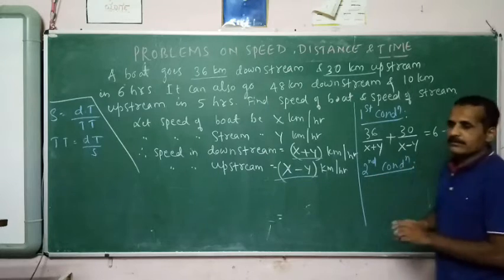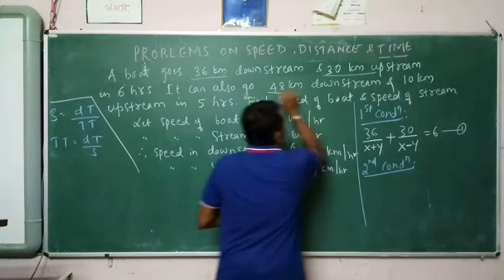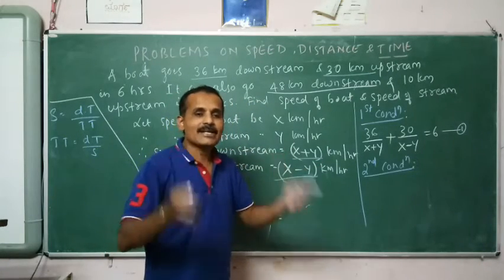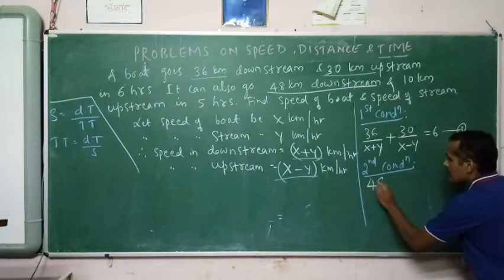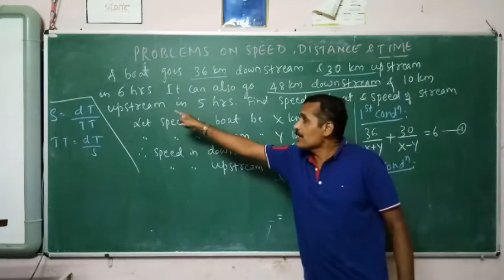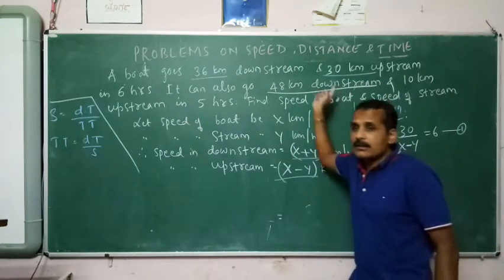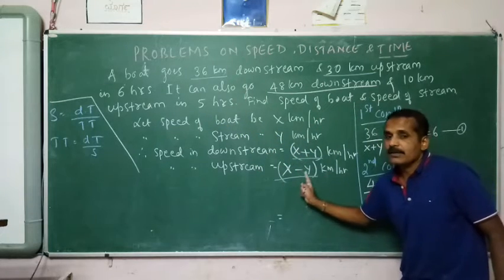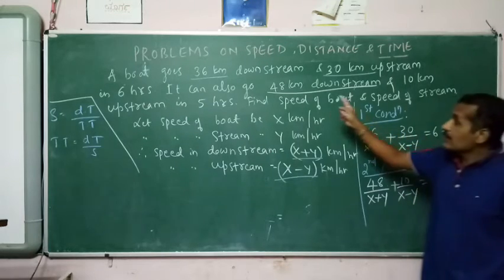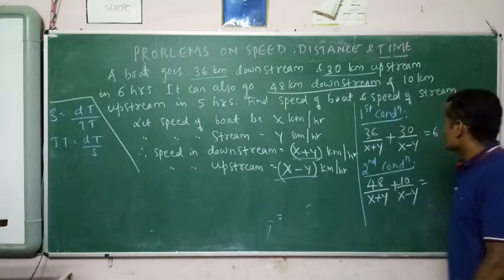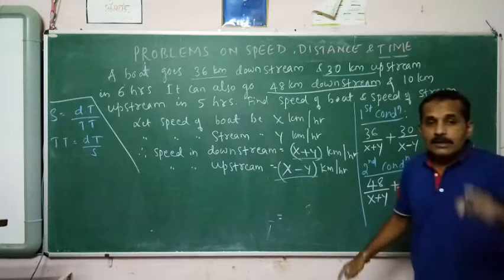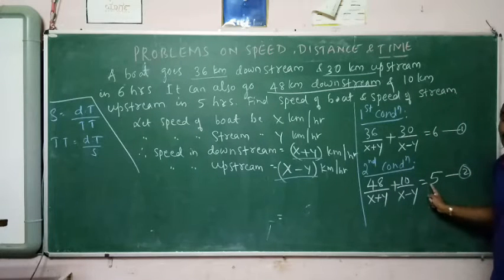Hope that you are understanding. What is it? 48 km downstream. Very simple. 48 divided by x plus y. And 10 km upstream, 10 divided by x minus y. Together it takes 5 hours. Equals 5. Why?